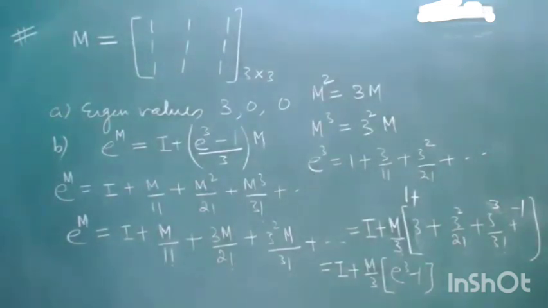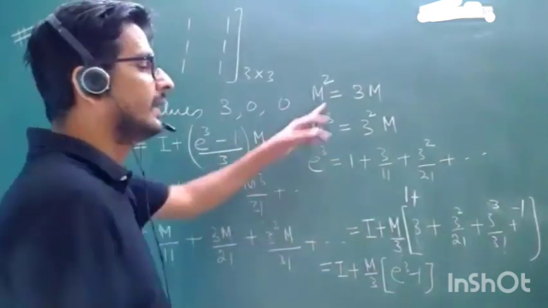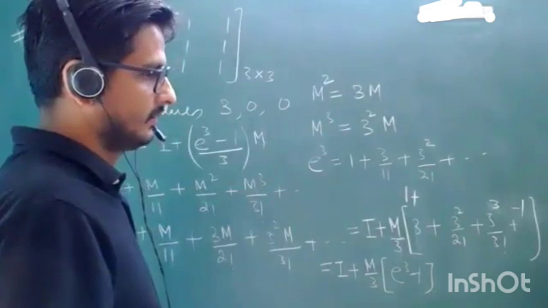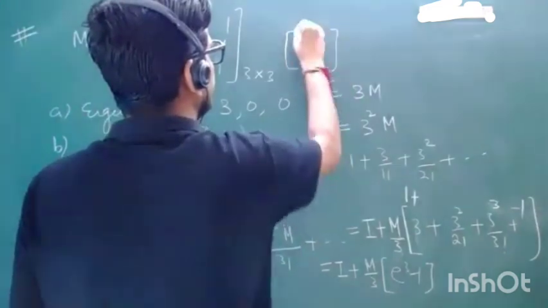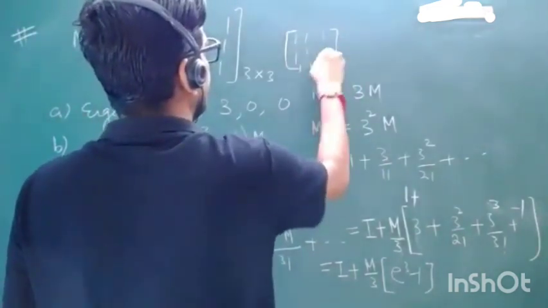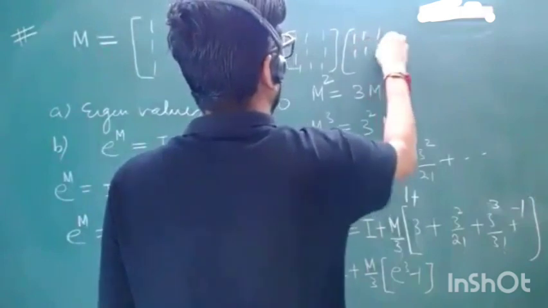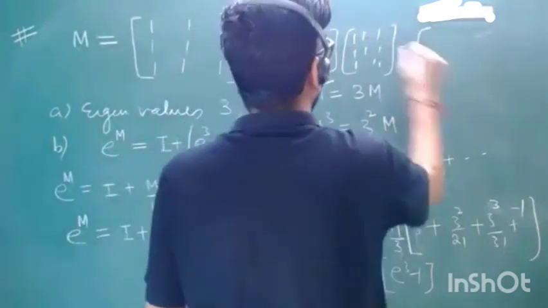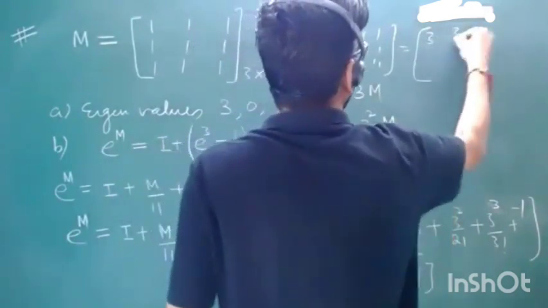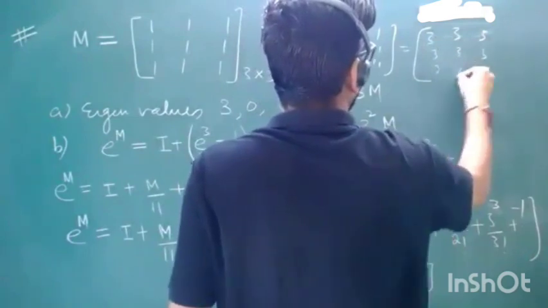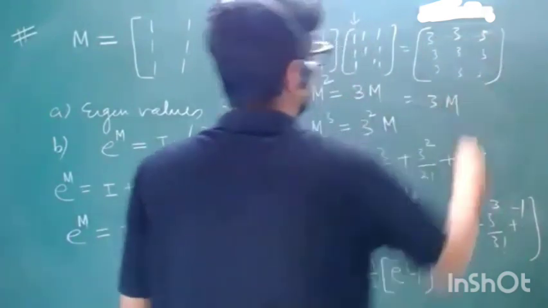Sir, this basic question, how does m squared become 3m? How will you calculate m square, if you are saying it is a basic question? Multiplication. So multiply, you don't know? Okay, multiplication of two matrices: 1 1 1, 1 1 1, 1 1 1 and then again 1 1 1, 1 1 1, 1 1 1. So when you multiply, it will become 1 plus 1 plus 1. So it will become 3 3 3, 3 3 3, 3 3 3. So take 3 common and it will become 3m.